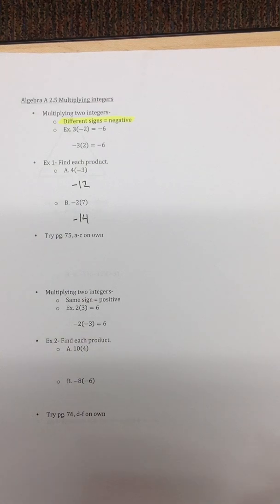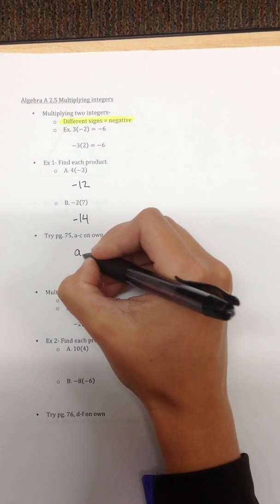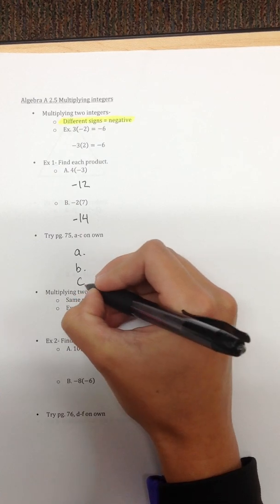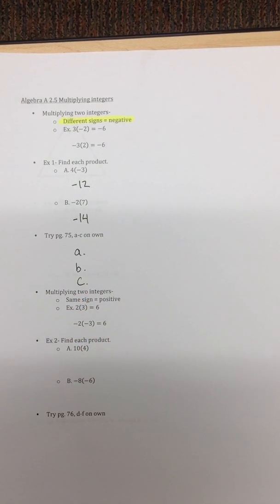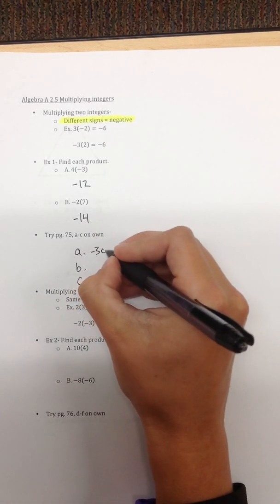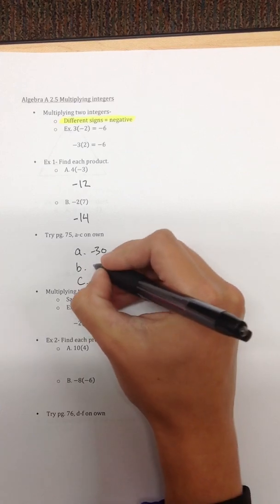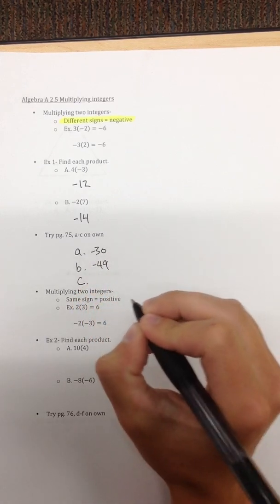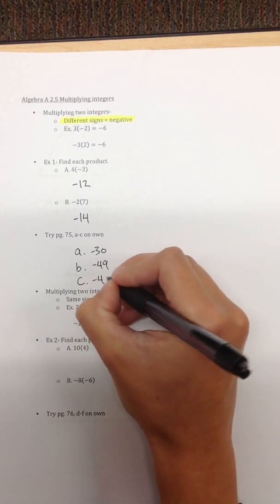Okay, on page 75, try out A through C, and then I will write the answers in for you. So 75, let's flip to it. So A should be negative 30, B should be negative 49, and C should be negative 45.